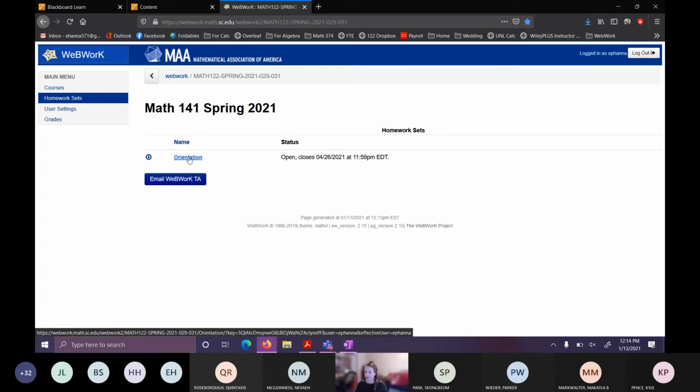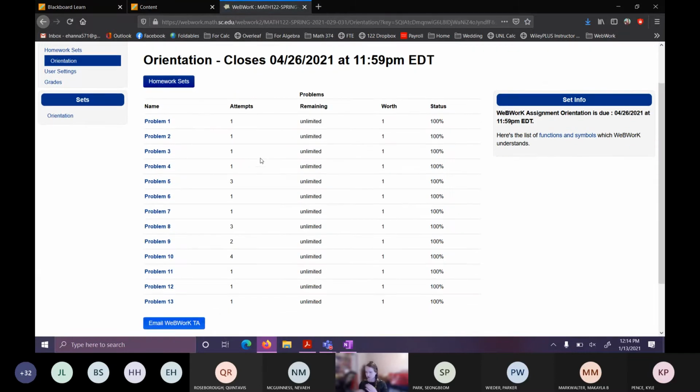You don't have to do this, but it's highly suggested. So essentially it's an orientation to WebWork. You can do it problem by problem, and it kind of just walks you through how WebWork is laid out, how you would do your problems, and it also goes through some of the notation. So like most online math things, sometimes it gets a little picky about notation. So this goes over some of the notation that you would need to be careful with.